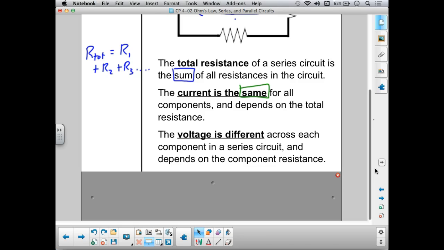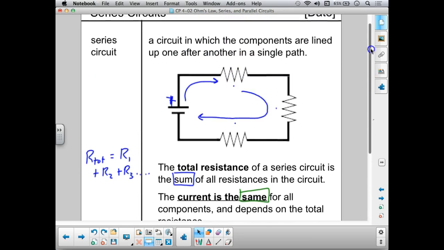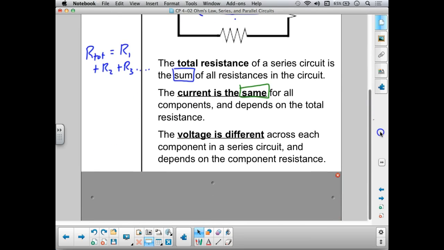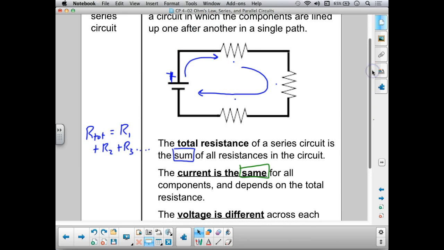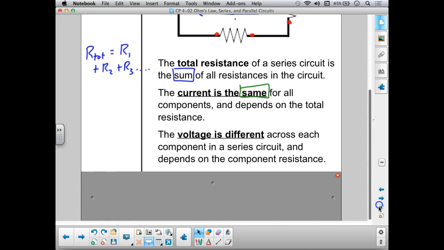The voltage is different across each component in a series circuit, and it depends on that component's resistance. And that's easier to explain with an example, so if that doesn't make sense right now, hang on to it. We'll come back to that in a numerical example. But in essence, if I were to take a multimeter and measure the voltage across just that resistor, it may not necessarily be the same as this resistor over here, and that could be different from this resistor over here. So each of those individual voltages could be different. They could be different in a series circuit. Current is the same, but voltage is different.